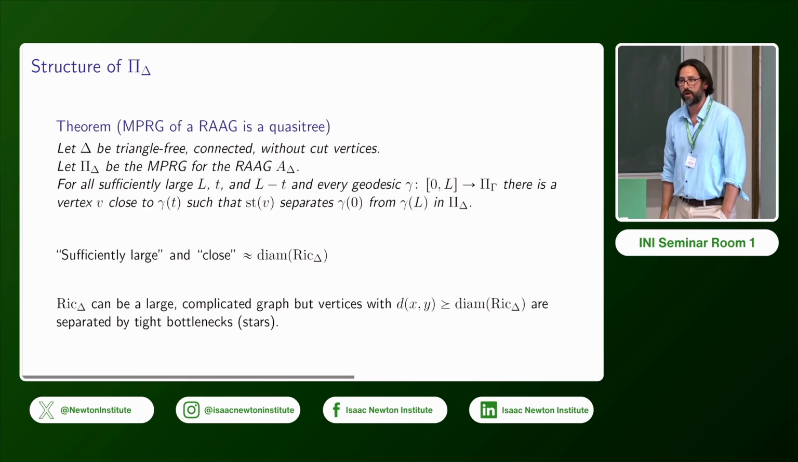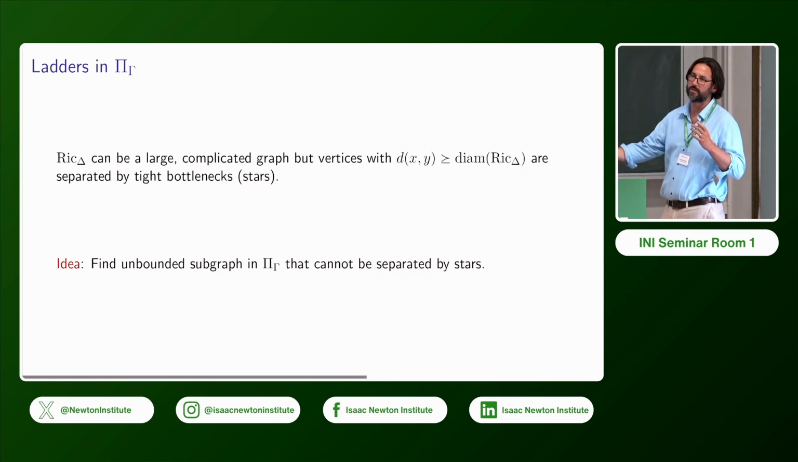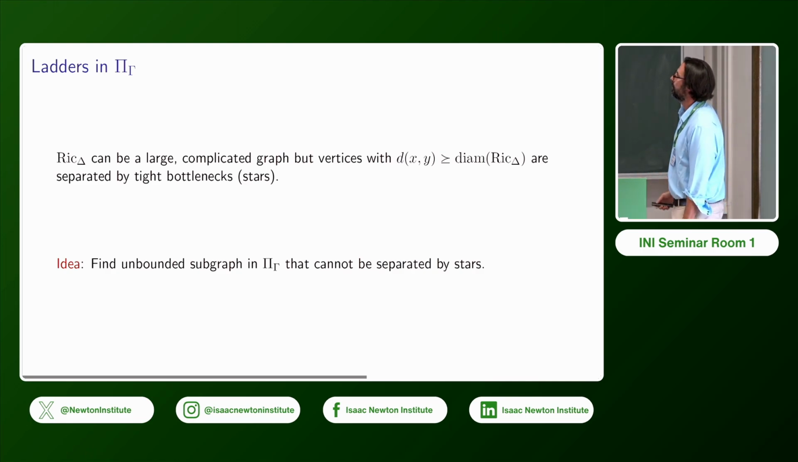The catch, right, is that you don't know what your target RAG is, so you don't know what far enough apart means. So the idea is you should find an unbounded subgraph that can't be separated by stars, and then for any RAG that you specify, you'll be able to find far enough apart points that they're too far to be contained in a single copy of the fundamental domain for that RAG, and so it can't match up with any RAG.